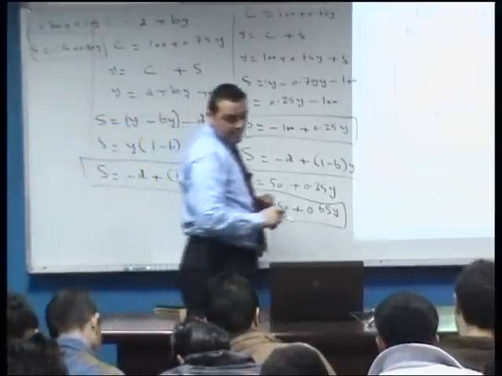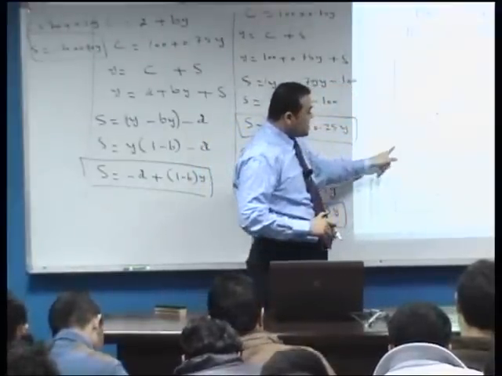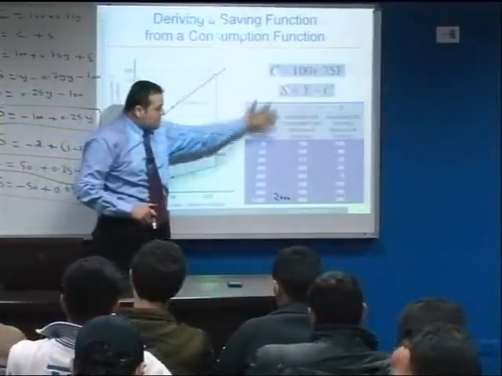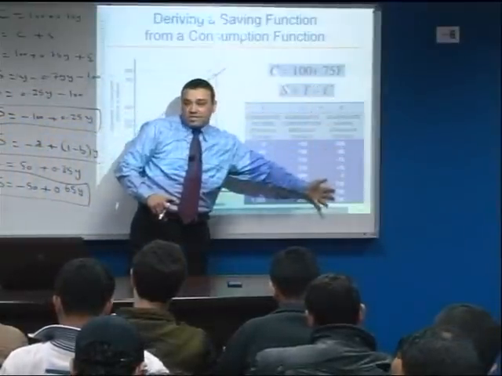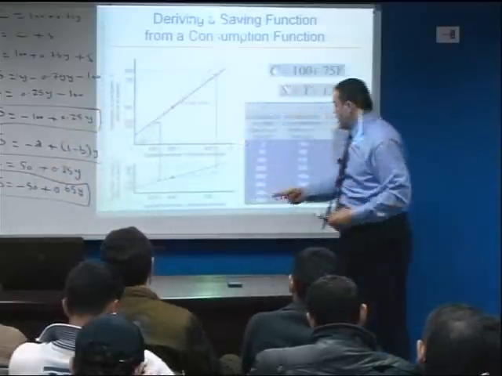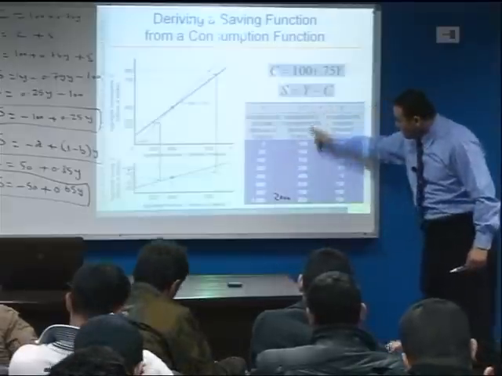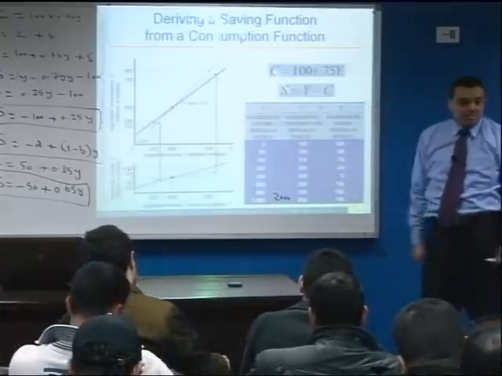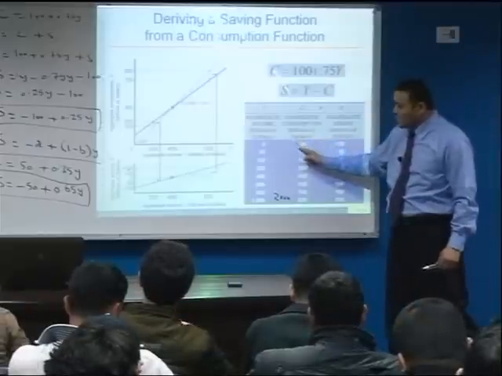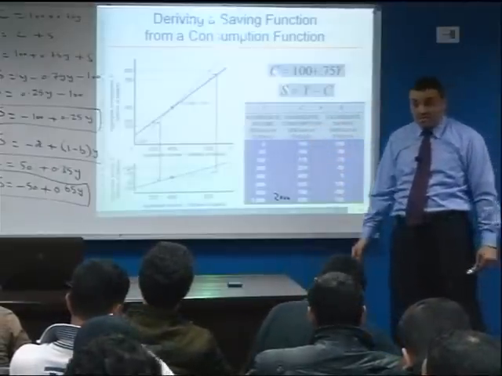Is there a problem? In this formula, or in this diagram, as you see, this is Y, C, and we have derived S. Calculate the saving. So Y is 0, 80, 100, and so on. The consumption, we have derived S. When Y equals 0, the consumption equals 100, and the saving is minus 100, right?